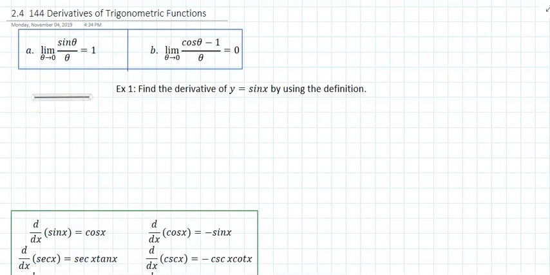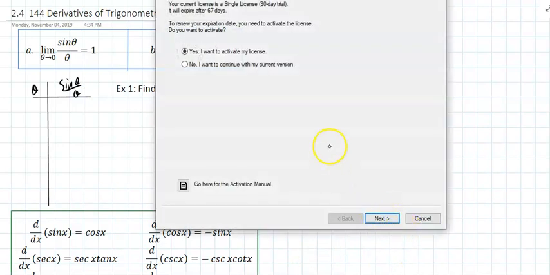Section 2.4. We start with derivatives of trig functions. We have two limits, and I'm going to take the limit right there. And I'm going to make sure that I am in radian mode.